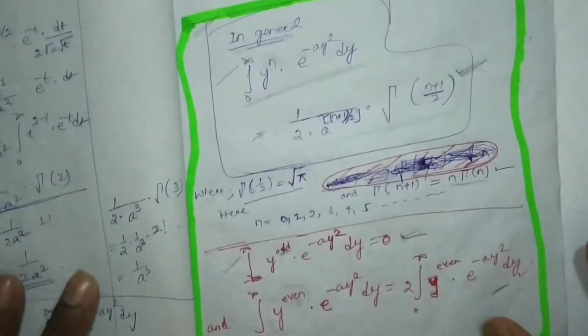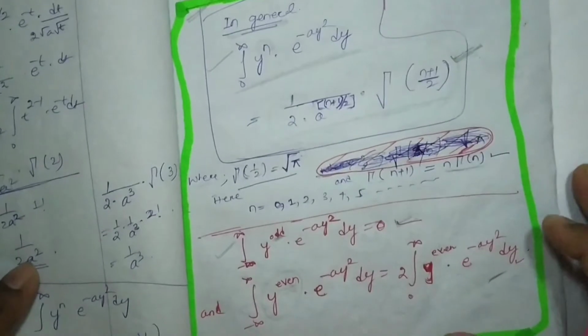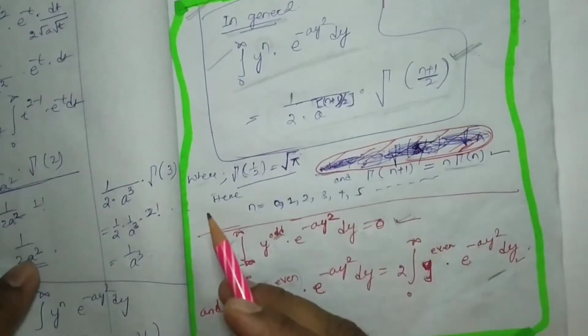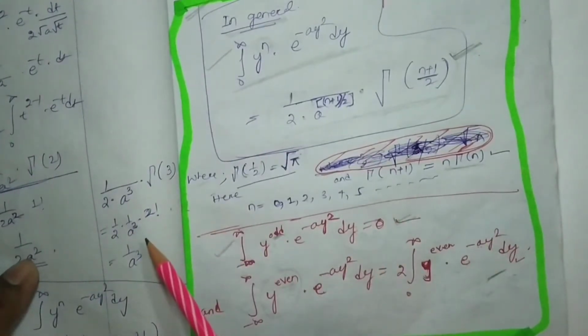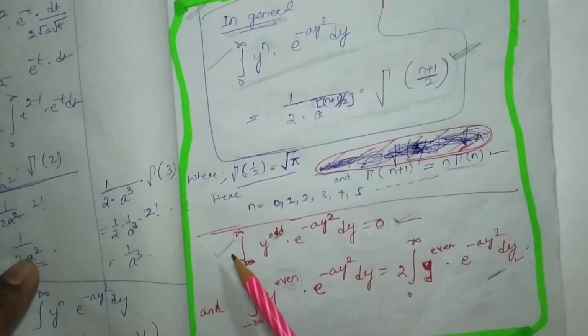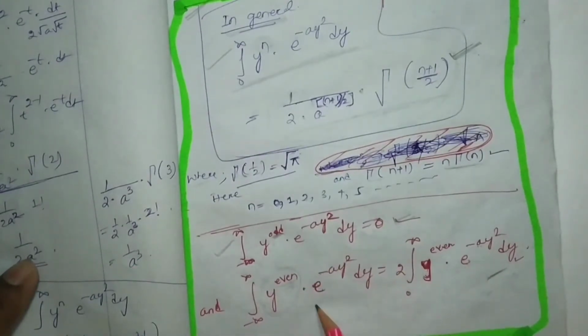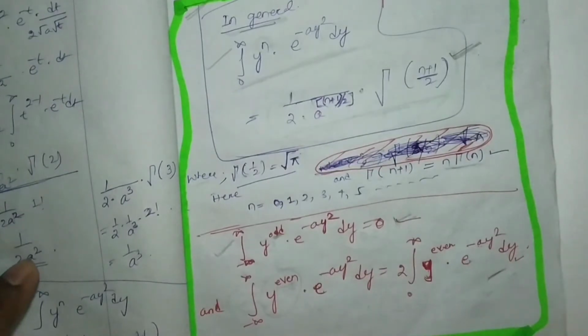This type of integral we have already encountered in our solid state physics explanation, at the time of classical specific heat, you can check. Whenever we derived this type of integral, we found and solved it, and we wrote the value at that time.